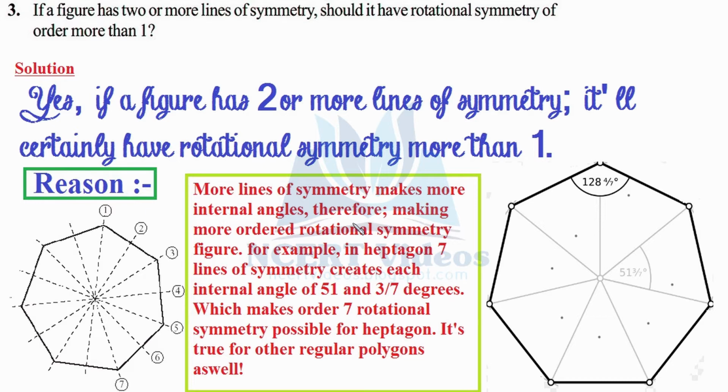So we will have 7 rotational symmetry, and it's true for other regular polygons as well. In general, we can say not only for polygons, but for any image or any figure which has 2 or more lines of symmetry, it will certainly have rotational symmetry more than 1. So that is third. Question 4.